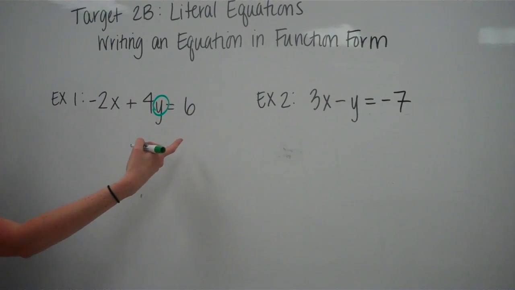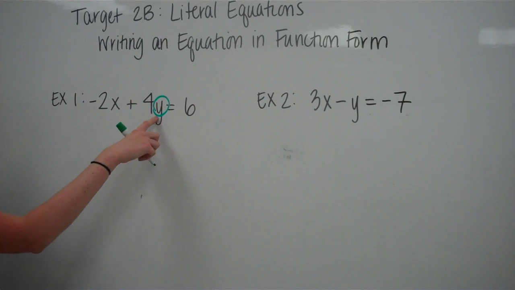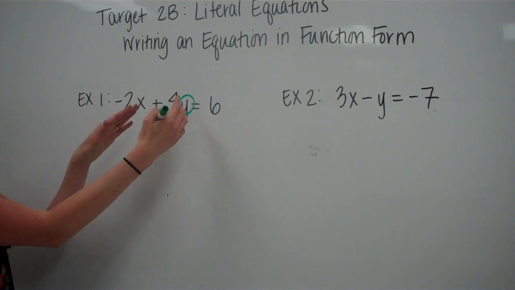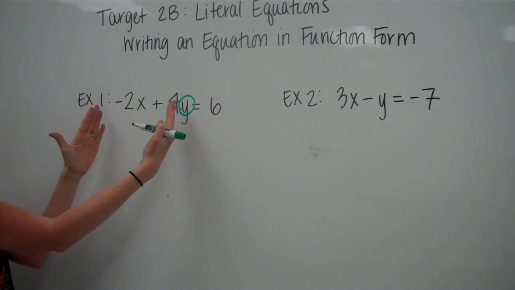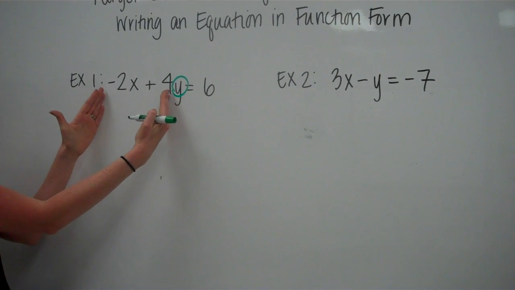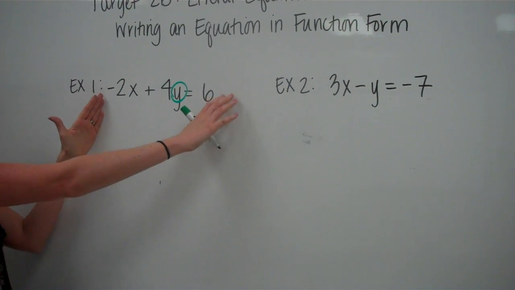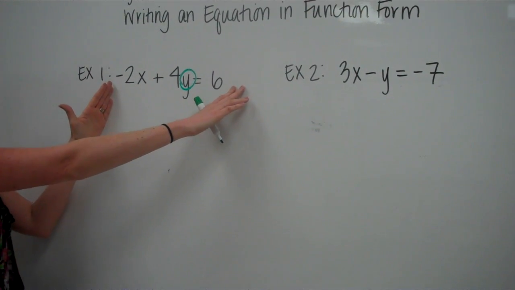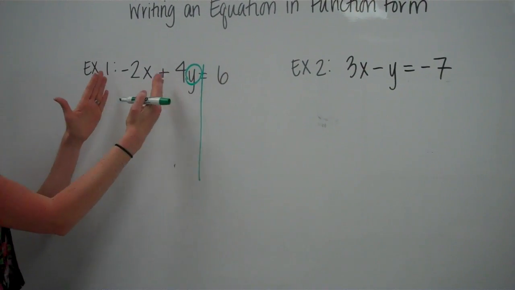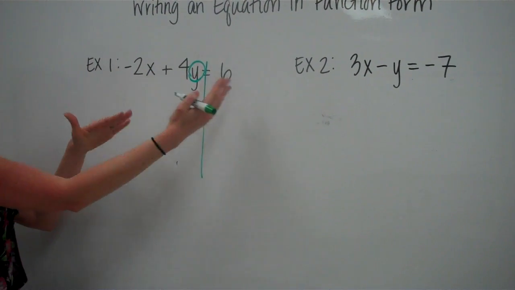So what you could do is circle that y so that you know that this is the piece that you need to get all alone, which means then that you have to rearrange this so that all the other pieces that are on the same side of the equal sign as the y need to shift onto the right side of the equation. So the first thing that we're going to shift over is we're going to move the negative 2x to the other side.